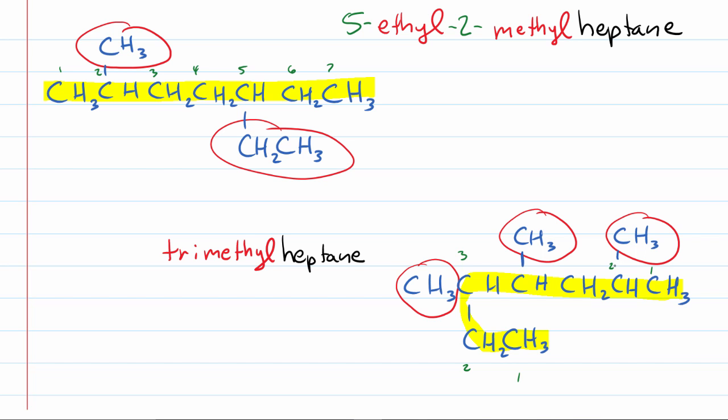Remember, once we establish that direction, we have to count that same direction for all of them. So we have 1, 2, 3, 4, 5. And then we put it in there as 2, 4, 5. How do we write the 2, 4, 5? With commas, exactly. So we call this 2, 4, 5-trimethylheptane. Any questions on this particular one?